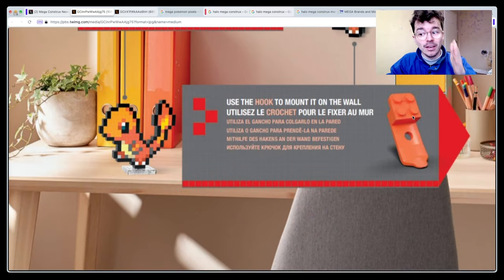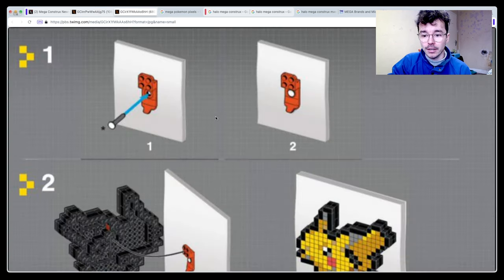I want them to send me 100 of this piece, please. I would love to do some things with it. But yeah, it's kind of a take on the piece separator, except it's for wall mounting, and it actually shows you how to do it right here. Look at that. So you literally insert a nail into this.